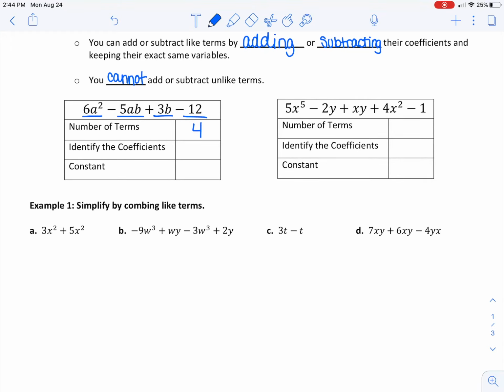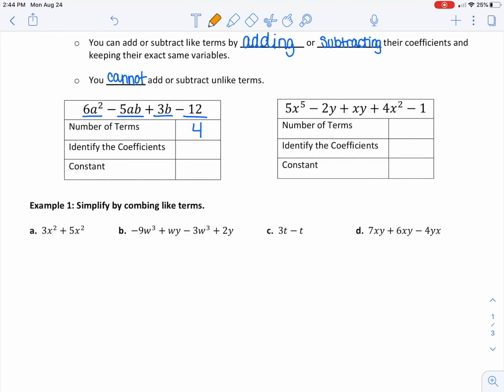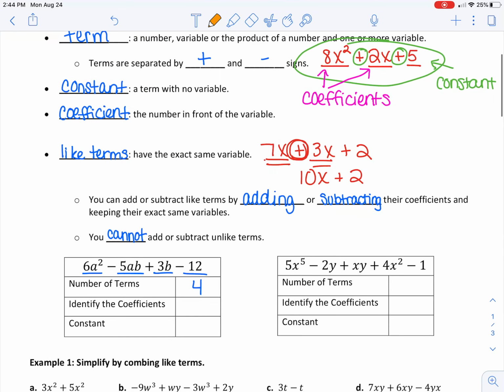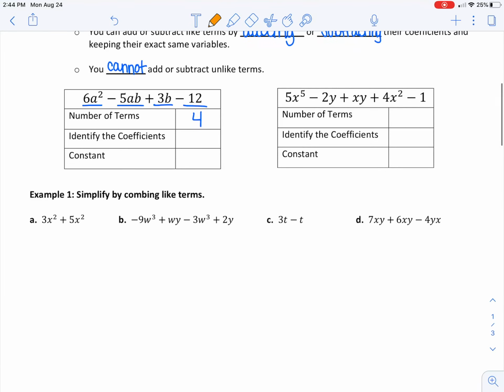Okay. Then it tells us, well, let's identify those coefficients. So if I'm looking at my coefficients and we go back up to the top here, it says the coefficient is the number in front of the variable. So we want to look at this and say, okay, well, 6a squared, that has a variable. So what's the number in front of the variable? It's 6.